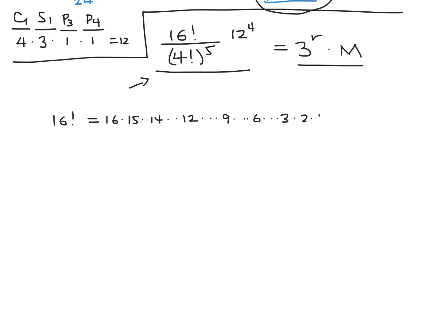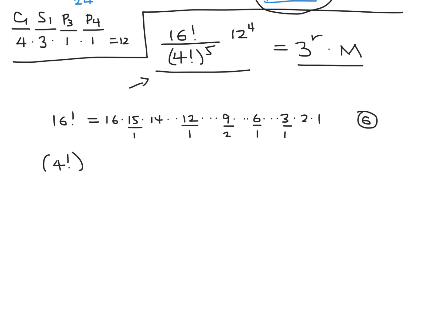And eventually times 2 times 1. So the 15, the 12, the 9, the 6, and the 3 have factors of 3 in them, correct? There's 1 here, 2 here, 1 here, and 1 here. Factors of 3: so 1, 2, 3, 4, 5, 6 total. 6 factors of 3. Now we'll concentrate on the denominator.